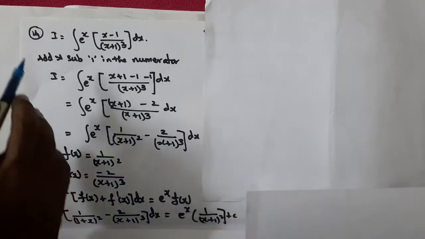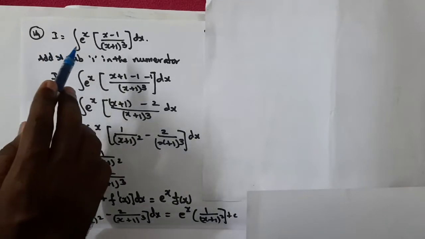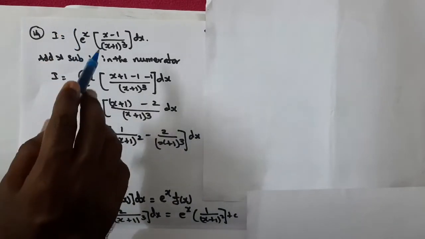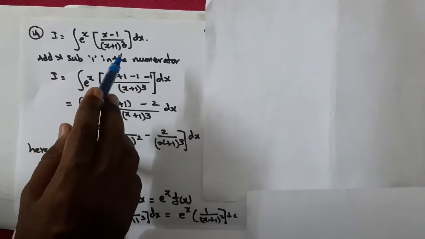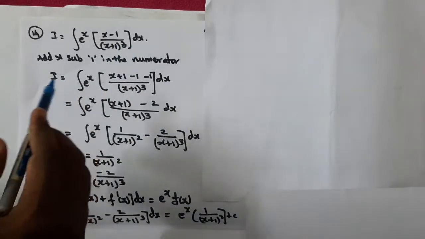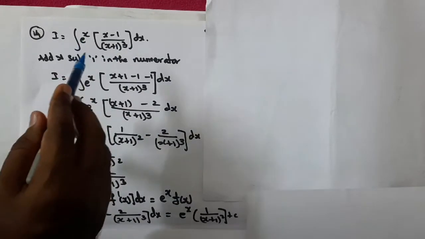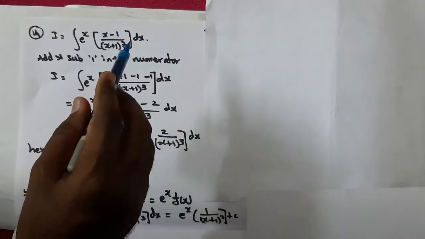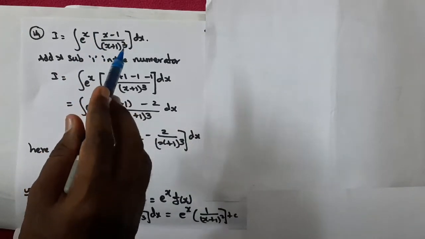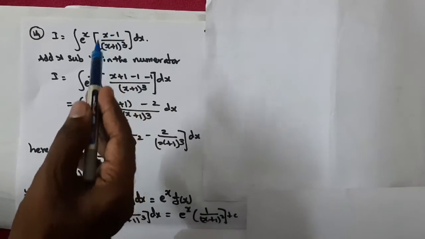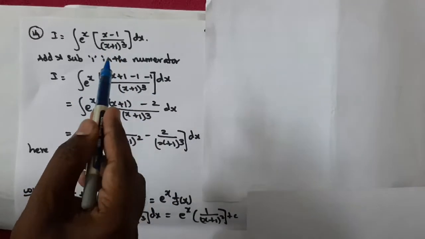So now the 14th sum in the exercise we are going to see. I equal to integral e power x of x minus 1 by x plus 1 the whole cube into dx. Alright. So this time we have e power x only. So this bracket must have the form like f of x plus f dash of x. But we are not having it like that. Okay. So we do one thing.